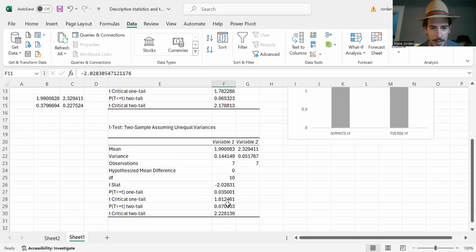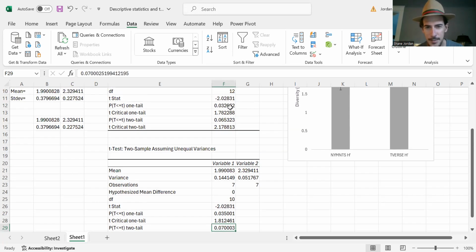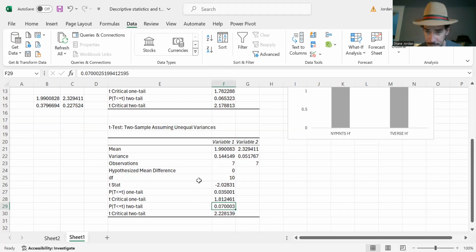In fact, we see that our two-tailed p-value using a t-test that assumes unequal variances is slightly higher. So this tells us that there's a roughly 7% chance that we would reject our null hypothesis accidentally. So doing a t-test with an assumption of unequal variances actually gives us a little bit more statistical power. But as you can see, the results are not terribly different. And so how do we interpret this result? Well, we would say that there is a marginally non-significant difference between the means.